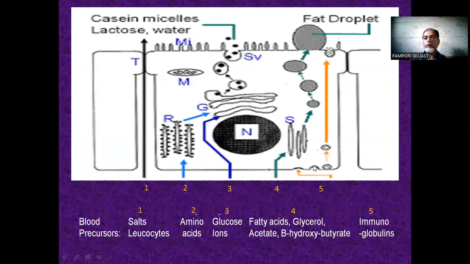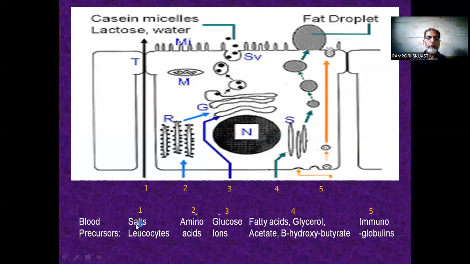Or you can see simply that immunoglobulins, they will form, through endocytosis, the endocytic vesicle, and that gets pinched off from this basolateral membrane, and will be taken to the apical membrane, and here they will fuse with this apical membrane and then push the contents, particularly the immunoglobulins.